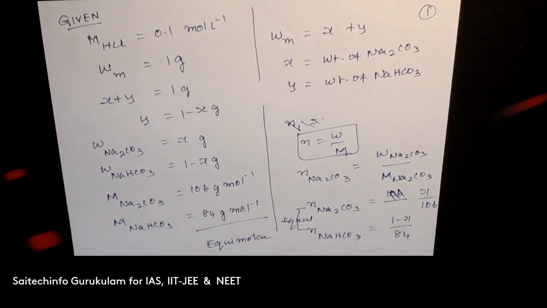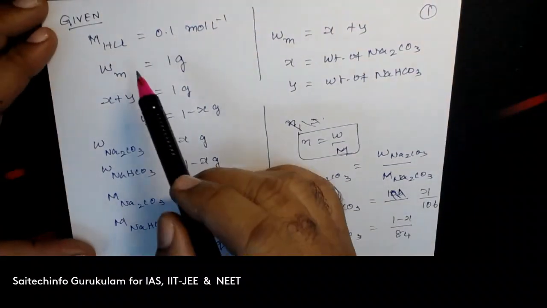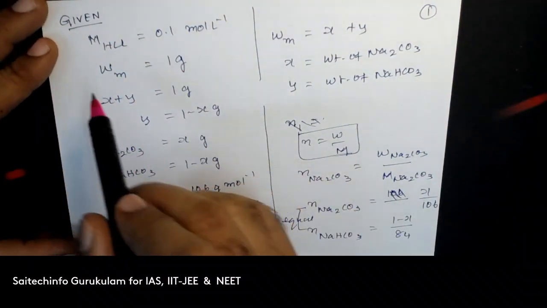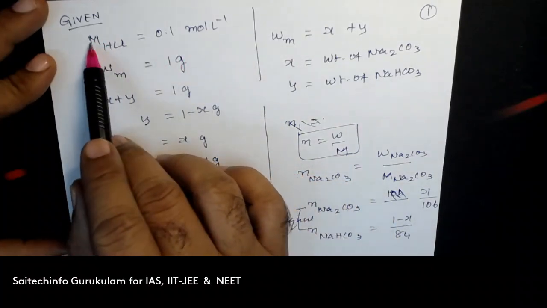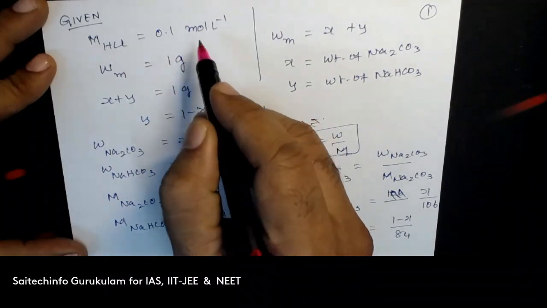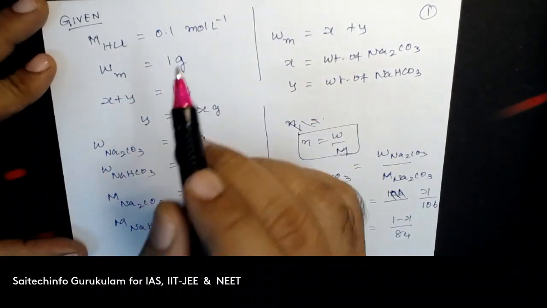Here the atomic masses of sodium, carbon, oxygen and hydrogen are given as 23 atomic mass units, 12 atomic mass units, 16 atomic mass units and 1 atomic mass unit respectively. First of all, let us write the given data. The molarity of HCl is given as 0.1 mole.